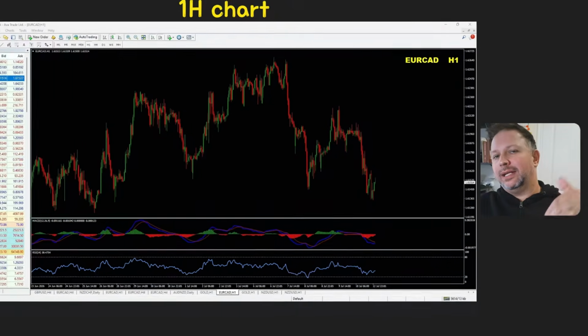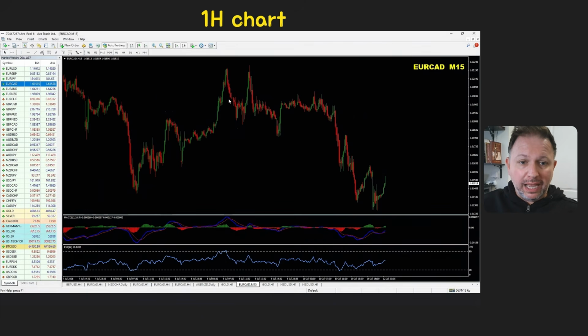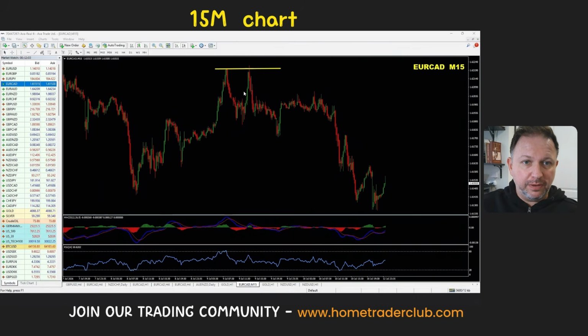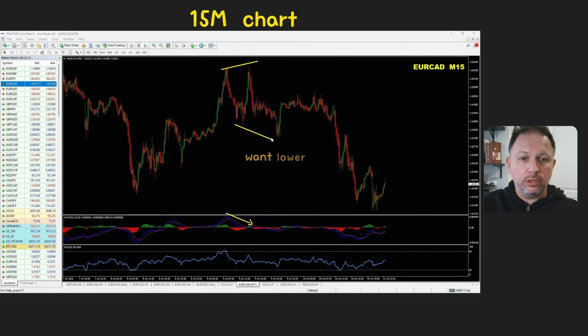And if you want a little bit more advanced, watch for the same change of character on even one lower time frame. So this is the 1 hour for us. And if we go to the lower time frame, like the 15 minutes, here is what we will be able to find. Fake high. Look at that. Higher highs on the chart, lower highs on the MACD. This is step 1, divergence. Then you want lower lows.